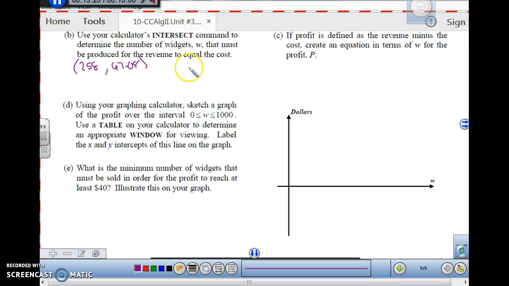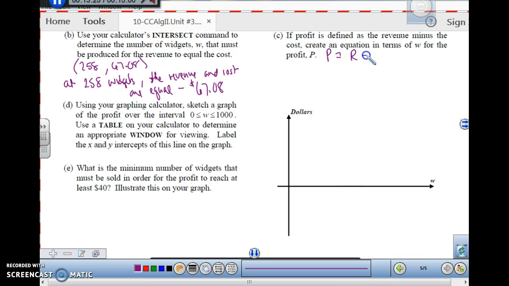All right, so basically what this is saying is at 258 widgets, the revenue and cost are equal. And they would be $67.08.